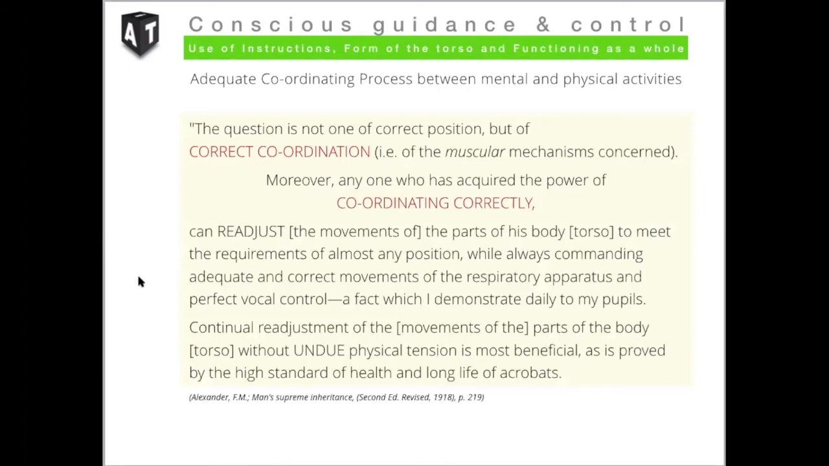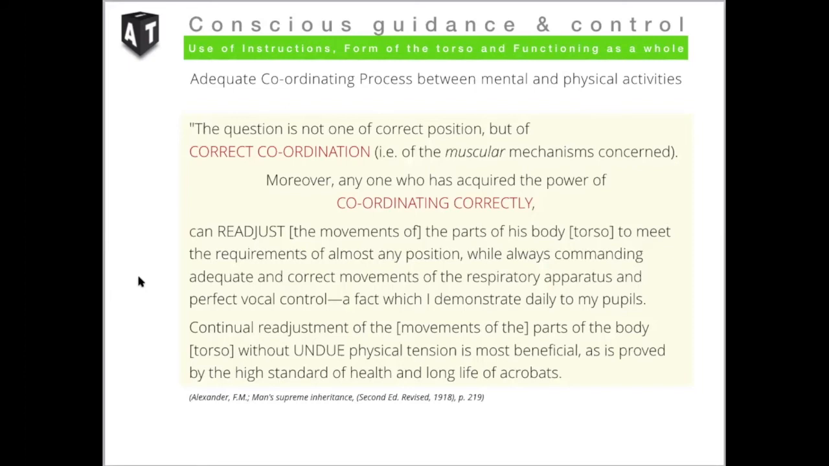Alexander really centers that question of coordinating correctly. The question is not of correct position, but of correct coordination of the muscular mechanism concerned. Moreover, anyone who has acquired the power of coordinating correctly can readjust the parts of his body to meet the requirement of almost any position.